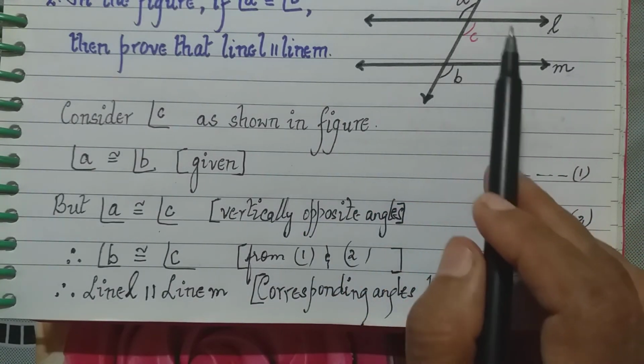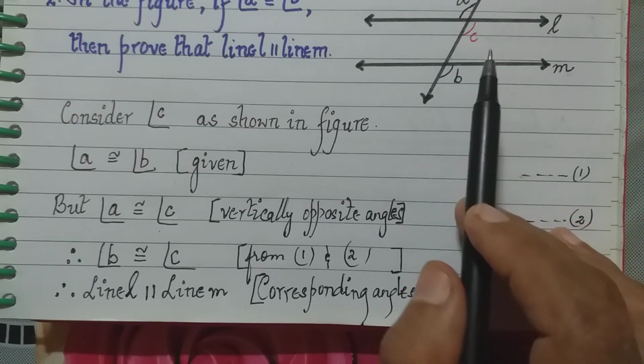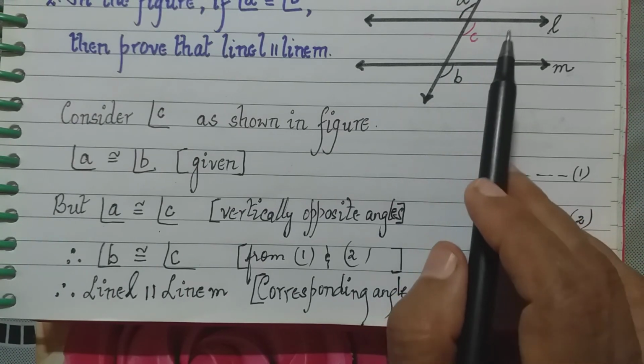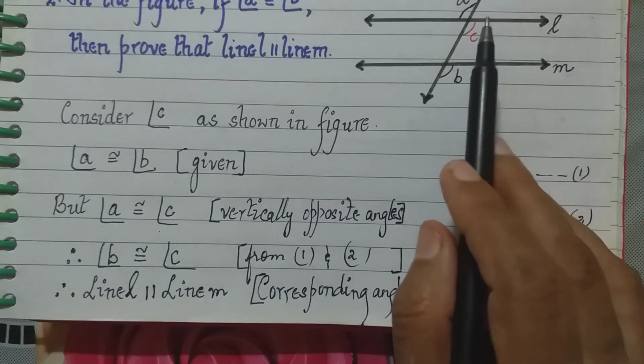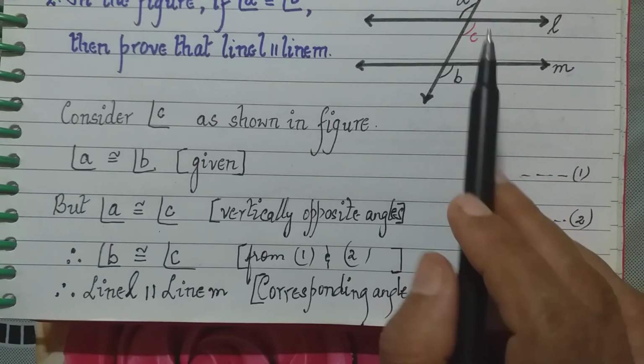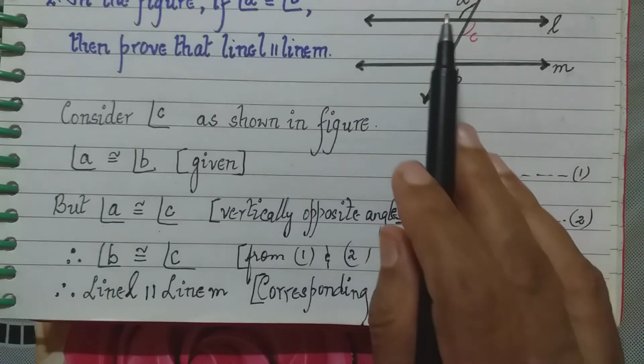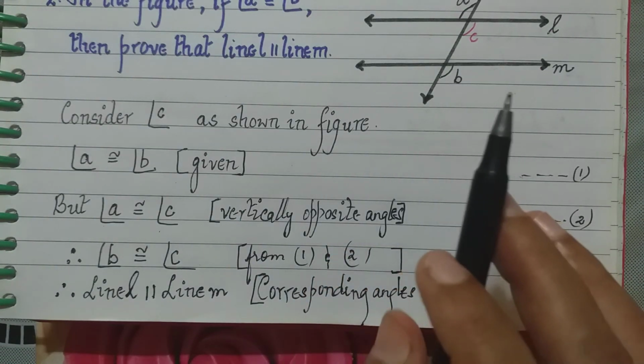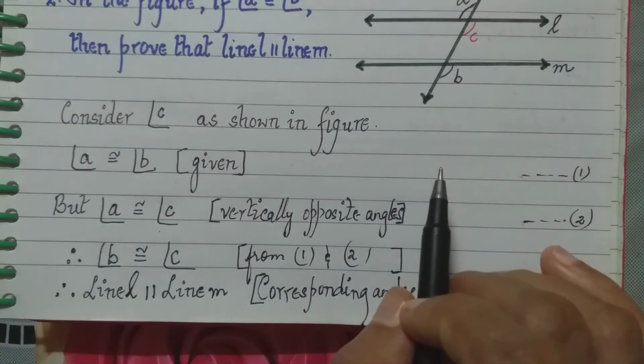Now this angle C, you remember in this question 2, we have marked it in red because we had considered this angle C by ourselves. What was given to us was just angle A and angle B, so that is written in black as it was given.